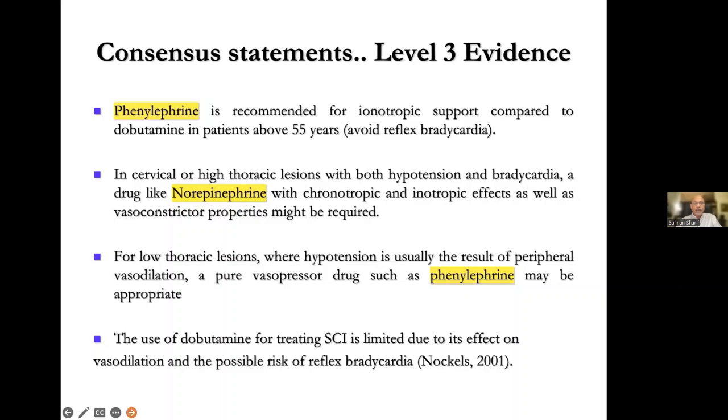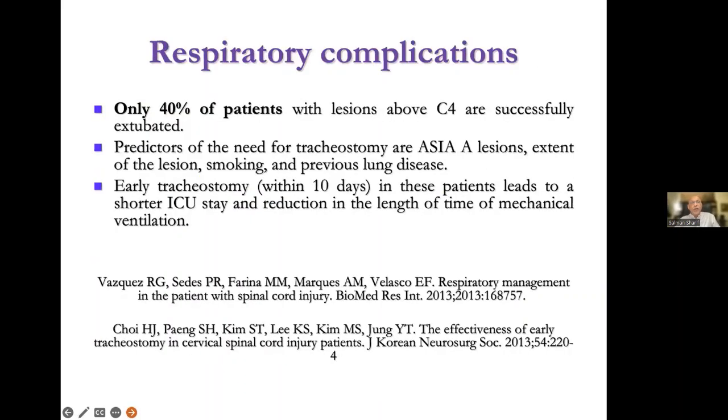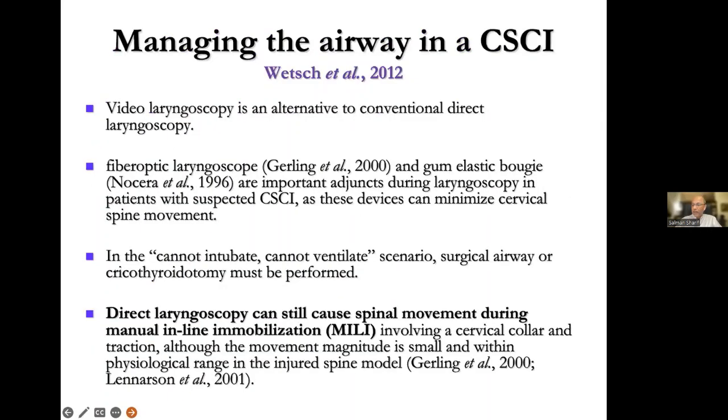risk of reflex bradycardia. Respiratory complications you see in 40% of patients when the lesion is above C4, and if you have that, then this is a predictor of the need for tracheostomy in these patients. And smoking, previous lung disease, and extent of the lesion obviously define that. Early tracheostomy in these patients leads to a shorter ICU stay and reduction in the length of time of mechanical ventilation.